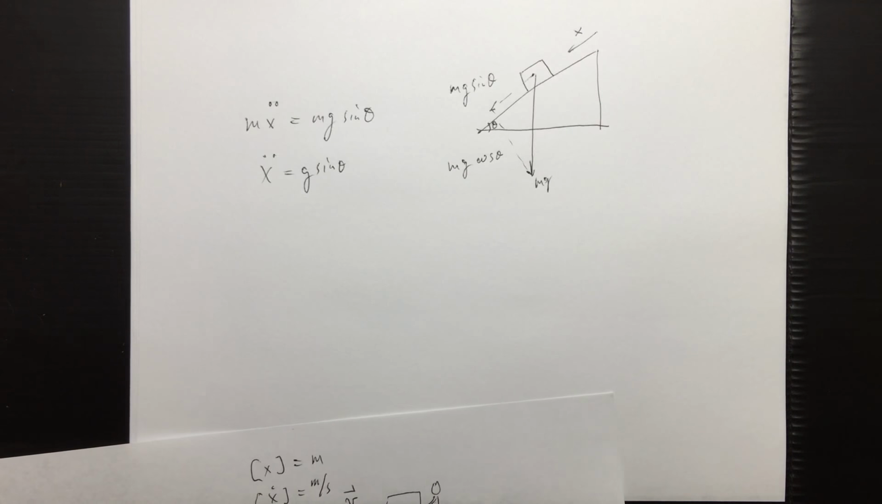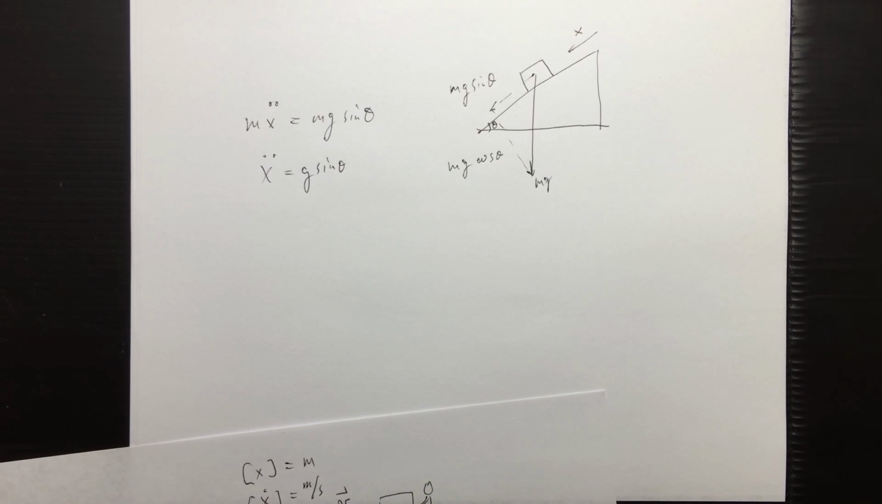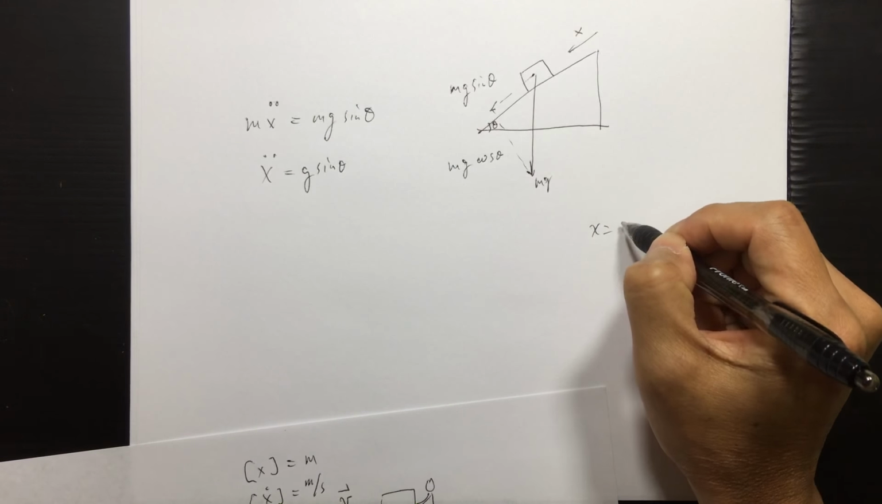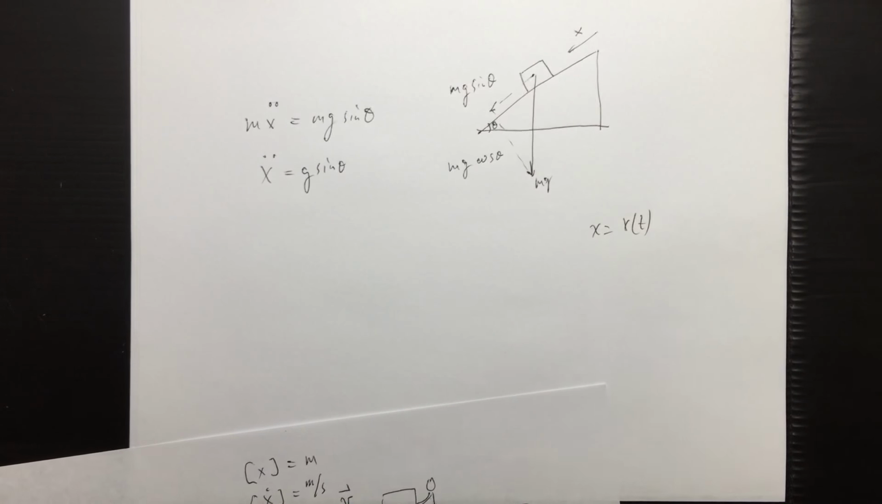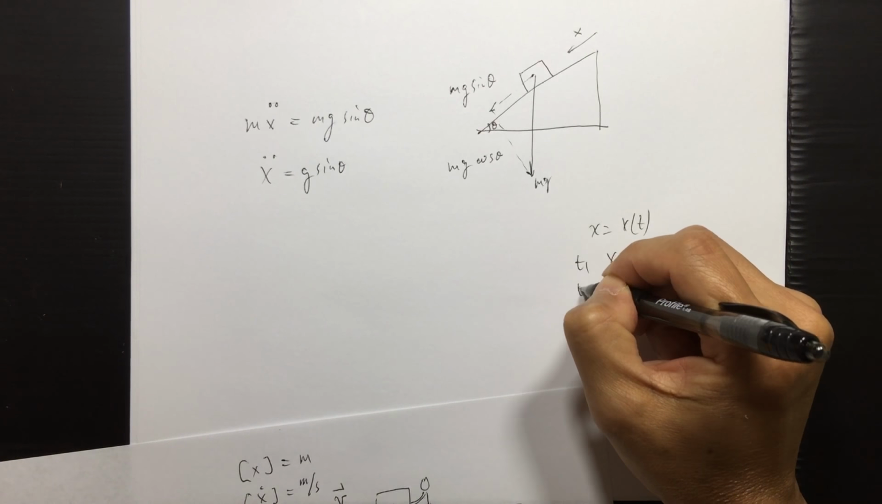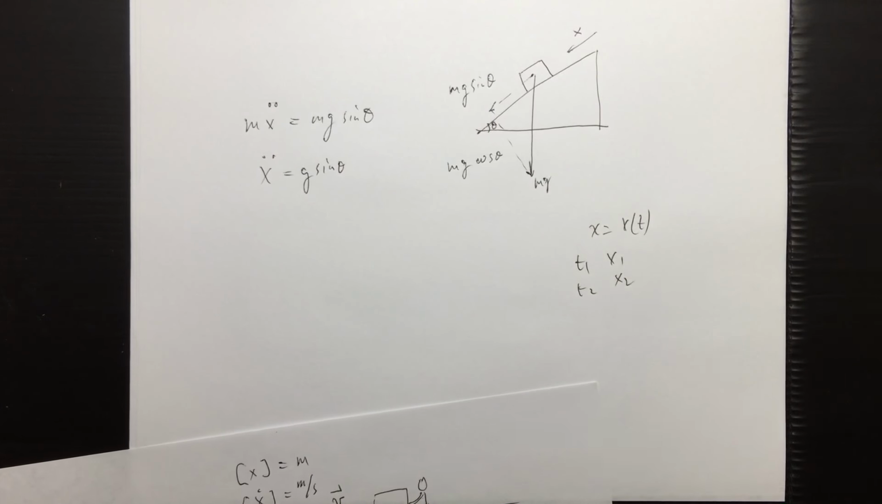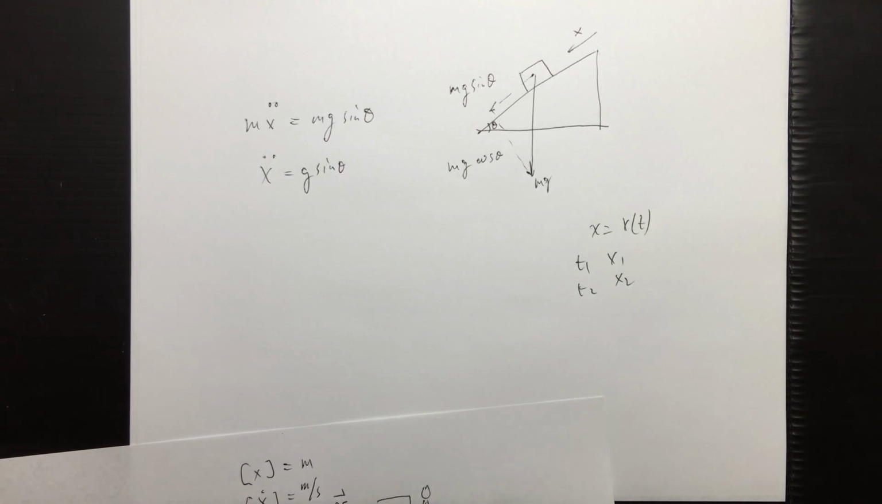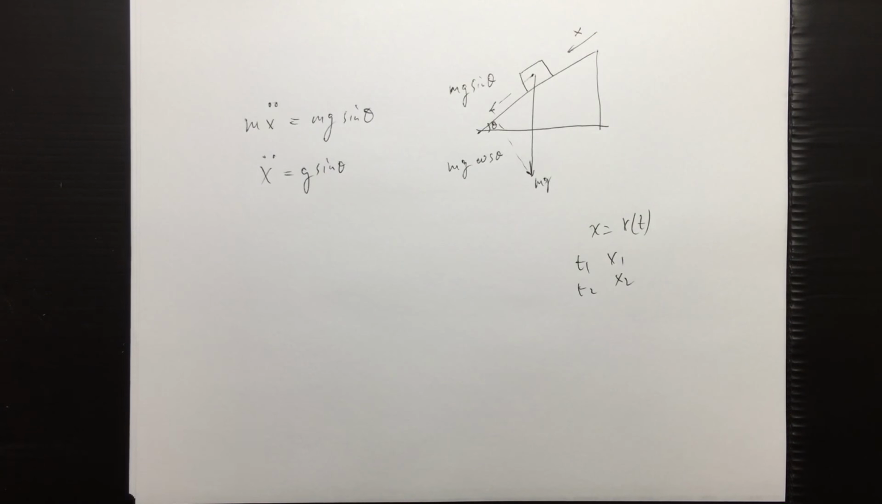Actually, make this a problem. At time T1, this thing is at x1, and at time T2 it is at x2. Solve for the motion, x equals x at any time t. At time t1 it is at x1, t2 it is at x2. This is a pretty nice problem for you to solve. It's homework.